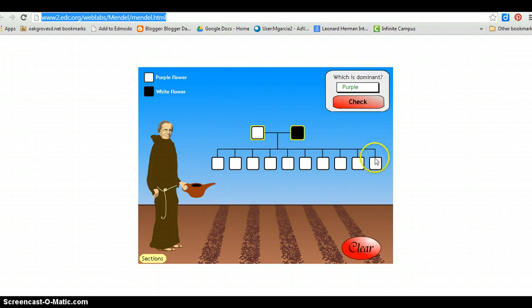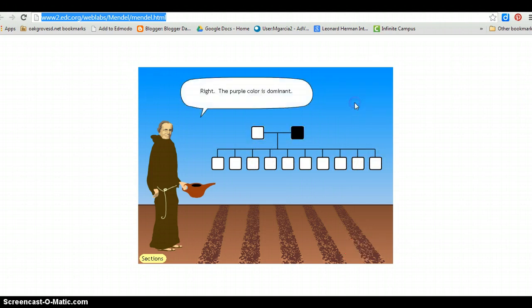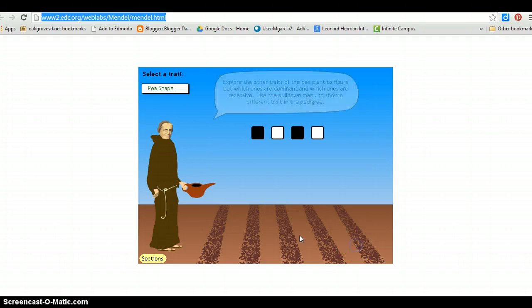I cross them looking exactly for this one type of phenotype in the offspring. This tells me that purple flower is dominant since the recessive is totally masked in the offspring. So I check. Right, the purple color is dominant.